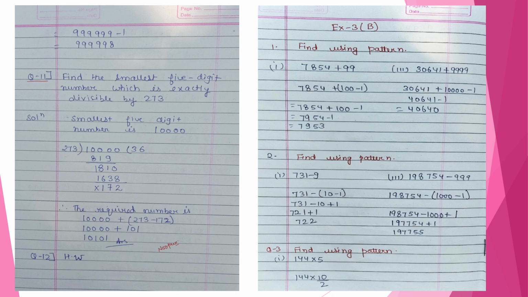Then question number 3. This one is important and it comes in the examination. So understand it nicely. 144 into 5. In place of 5, we can write down 10 by 2. It is the same thing. So in place of 5, we are replacing it with 10 upon 2.